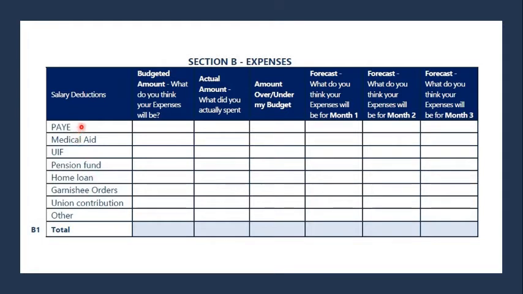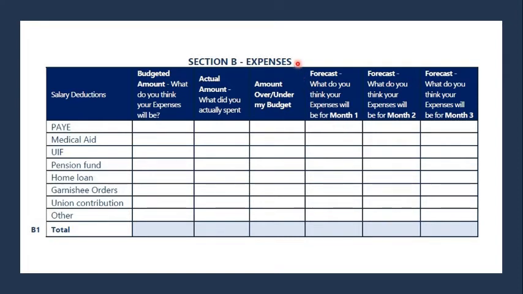So PAYE, of course, tax. Notice we have a B1 here. Budgeted amount. What do you think your tax expenses will be? Actual amount, what did you really spend on tax? So if you thought for a particular month that you pay 4,000 Rand tax, but actually you paid 3,000 Rand tax, then of course the amount under budget is 1,000 Rand. So again, your actual and your month 1 will be the same.